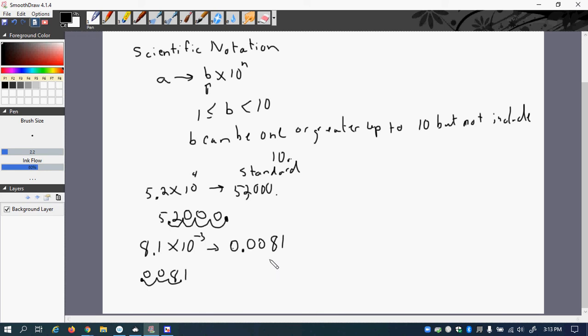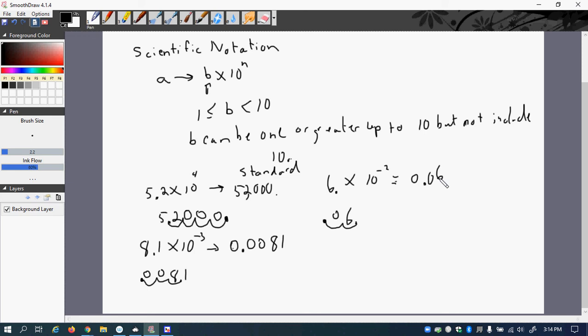Okay? And then if we look at 6 times 10 to the negative 2, the decimal place is automatically here. So here's my example. So this is small, so I'm going to go to the left. 1, 2, decimal here. So then my answer, in standard form, is 0.06.